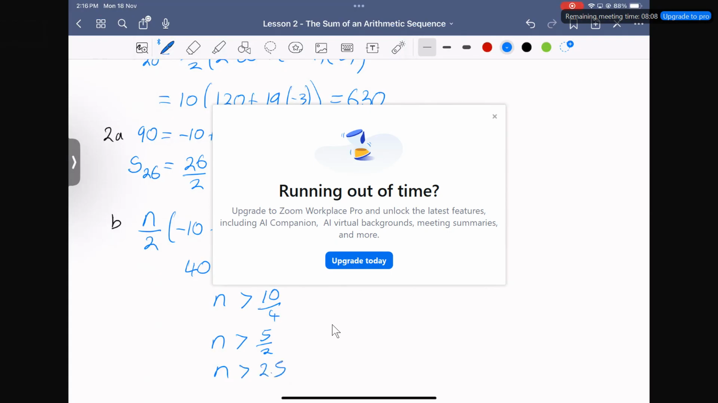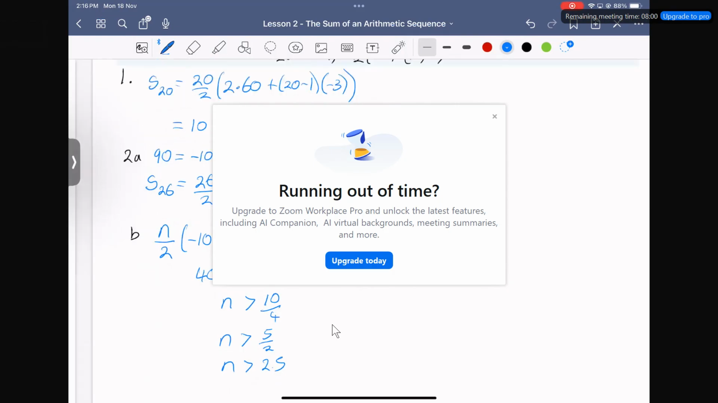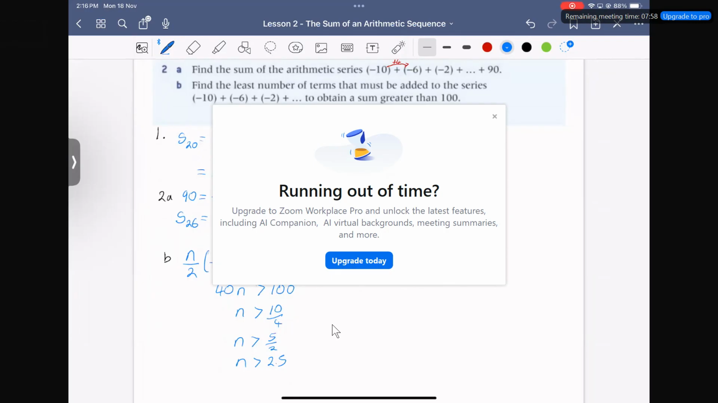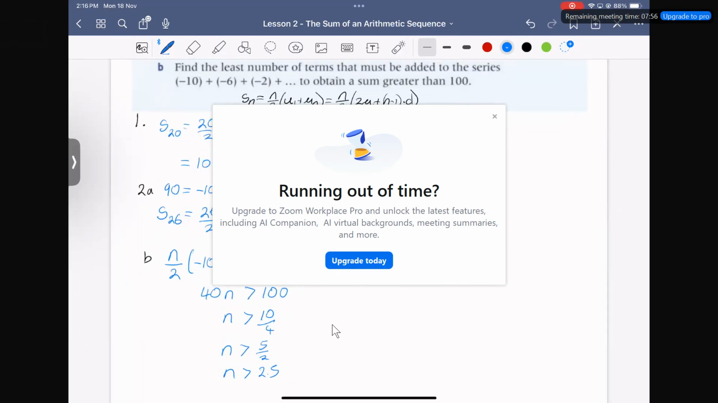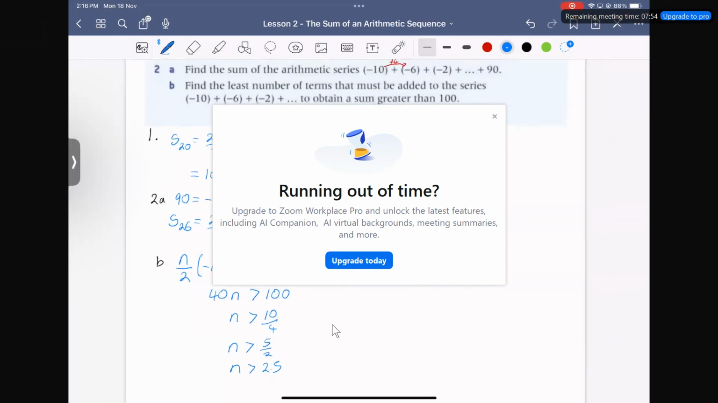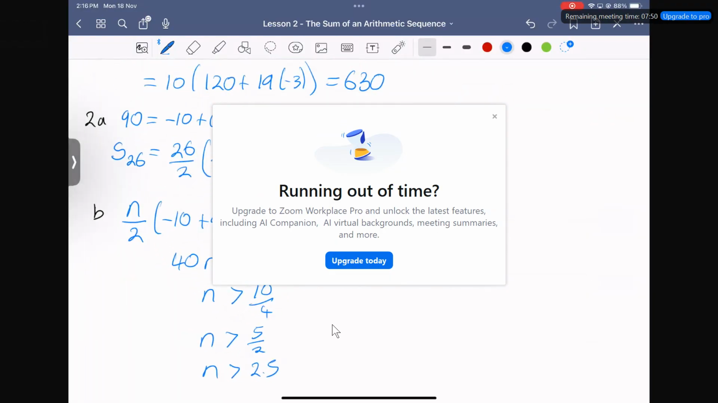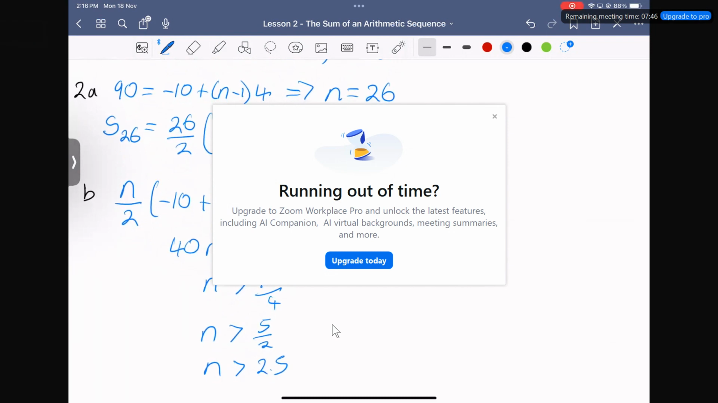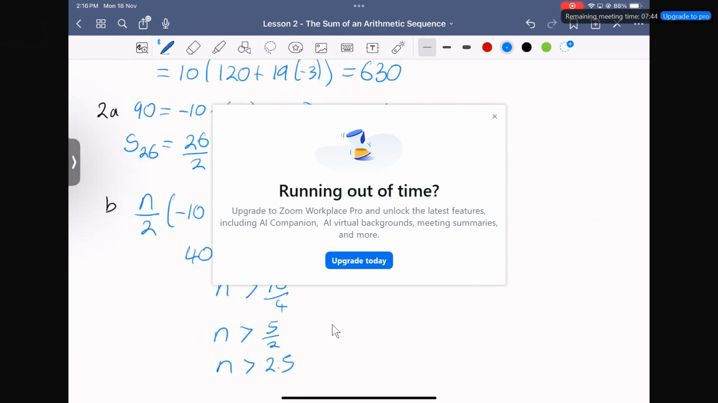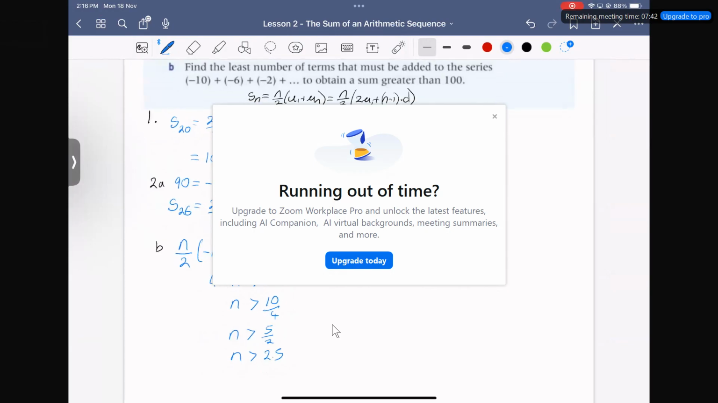Ooh, something's gone badly wrong. Sorry, did it have to be? I can clearly see that 3 terms is not going to be giving us a sum greater than 100.